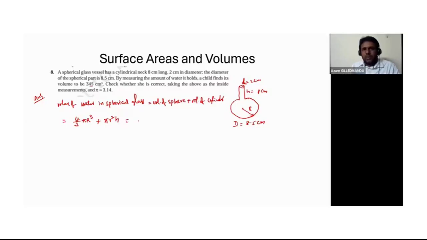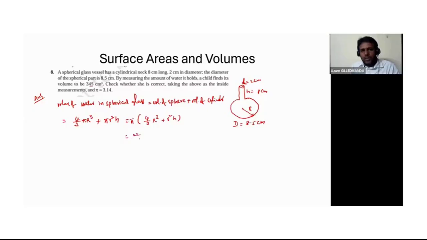I think I can take only pi as common. Nothing else I can take. So let's take pi as common. Then this becomes 4 by 3 R cube, capital R cube, plus small r square h. Okay, let's substitute the values.